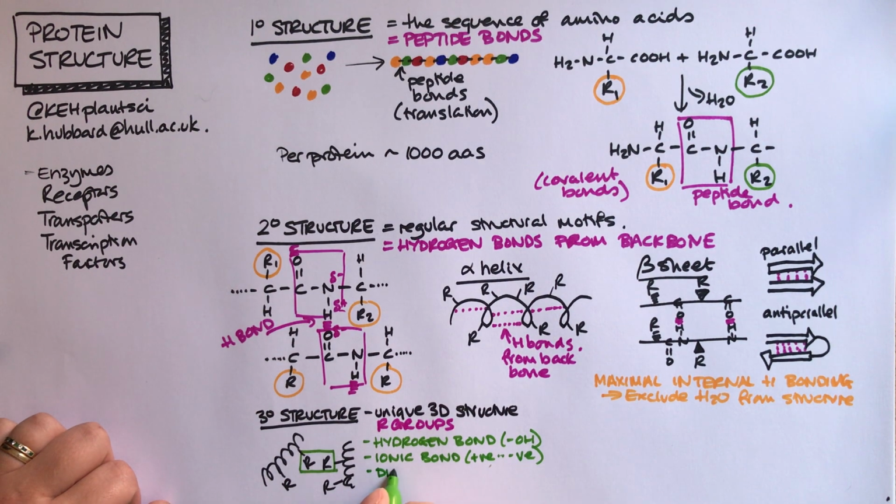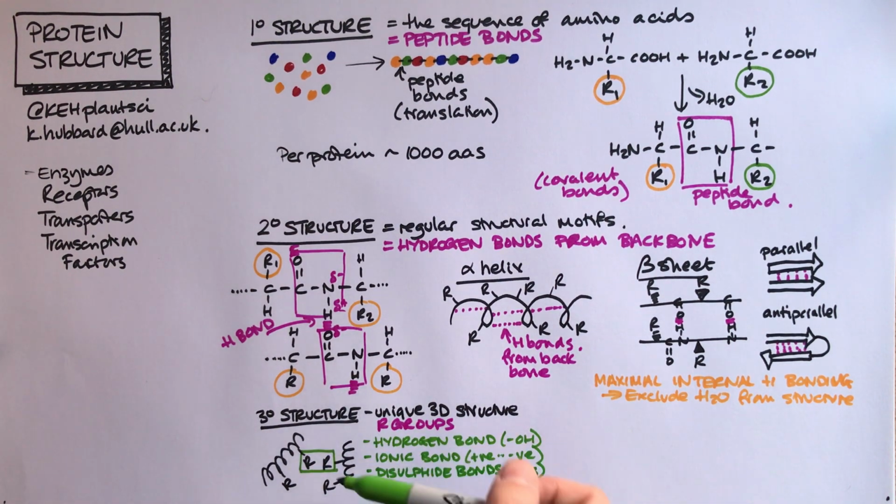You can also have disulfide bonds, and they only form if you've got two cysteines next to each other. The sulfur in those two can react with each other, and you form what's called a disulfide bridge. That's a really strong bond.